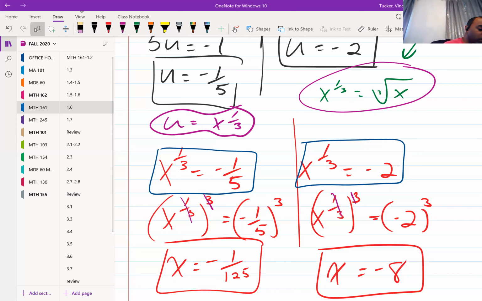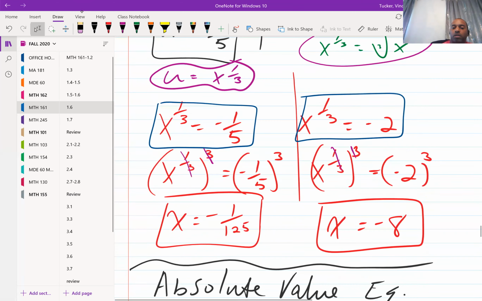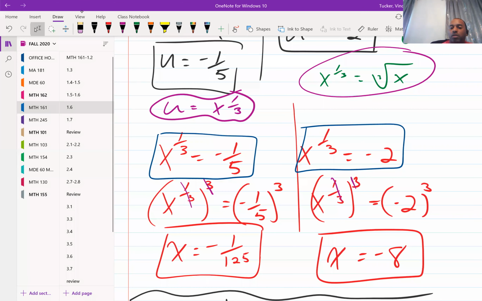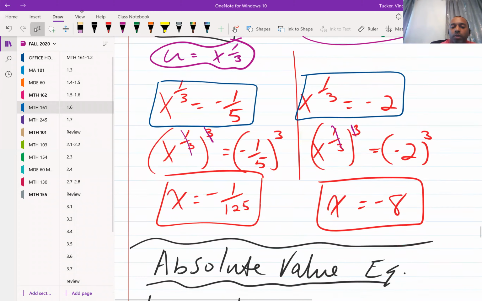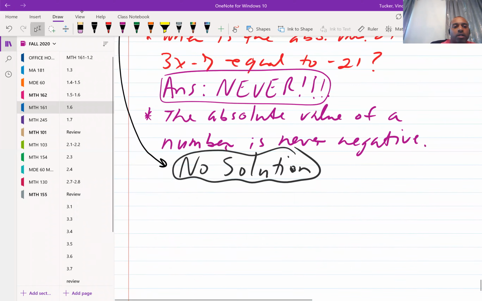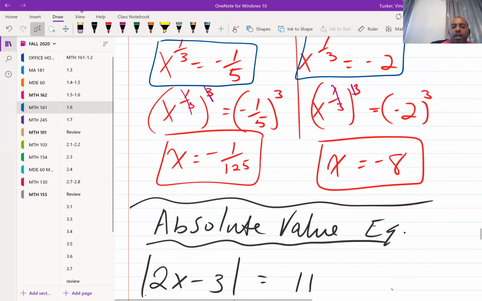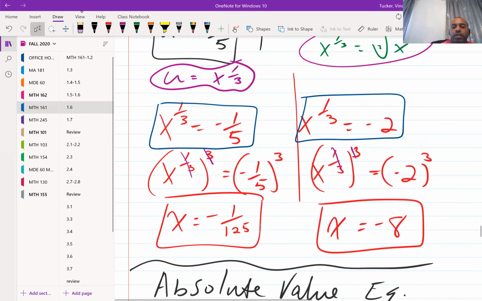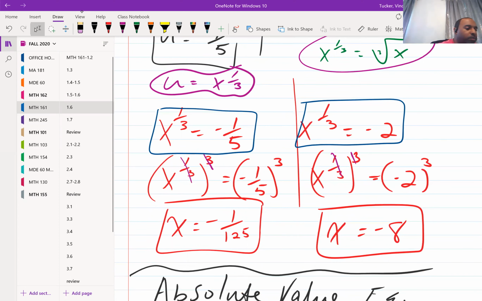Any questions? All right, I think we have one more type of problem in this section. Section 1.6 had a lot going on in it. Is everybody done with this before we look at the last type of problem?